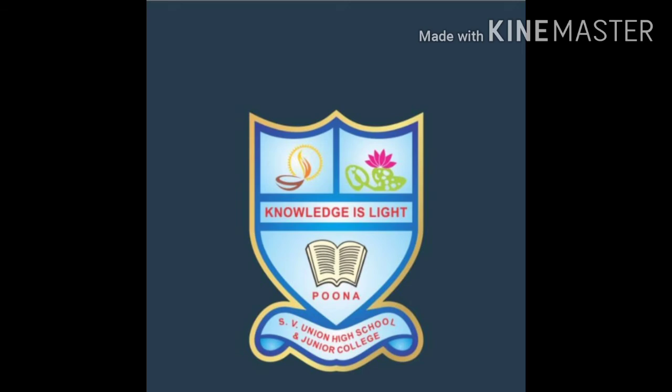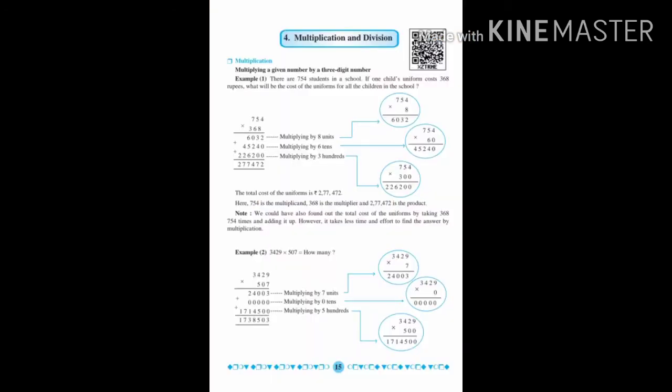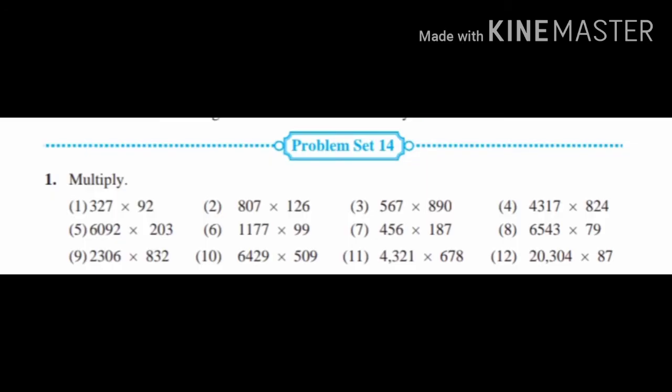Students, let's start with mathematics for standard 5, lesson number 4, multiplication and division. Students, as we have already seen in the previous video, problem set number 14, textbook page number 16, we have completed question number 1, multiply the first one, second one, third one and fourth one. So, in this video, we will continue with the next part of the problem set number 14.